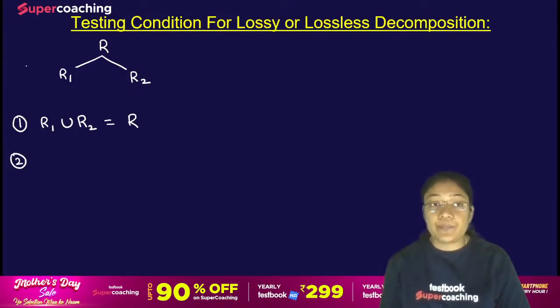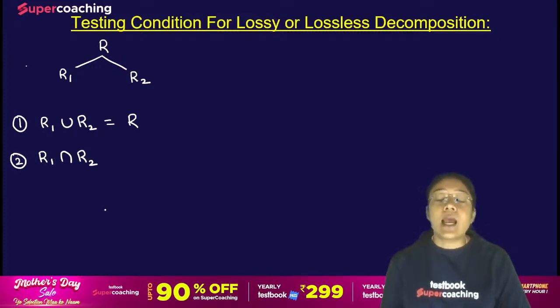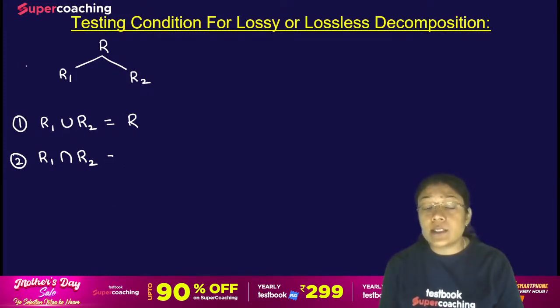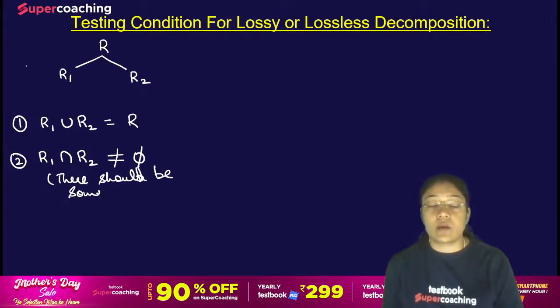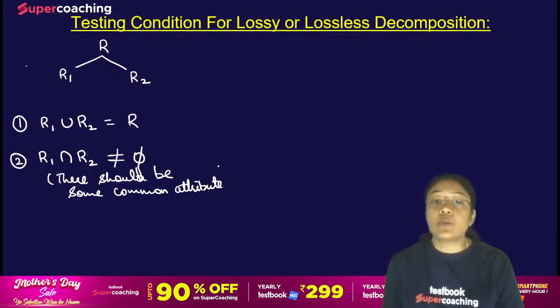Second one is R1 intersection R2. What does it mean? That means when we are taking the intersection of the attributes of R1 and R2, there should be some common attribute. This should not be equal to empty set. That means there should be some common attribute, because only when there is a common attribute can we perform the join, otherwise the join operator won't work. So that's why it is mandatory to have some common attribute.